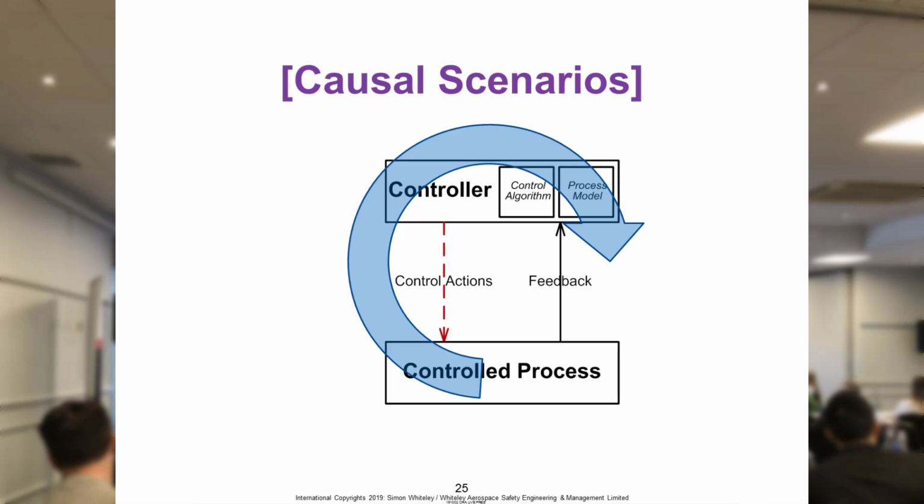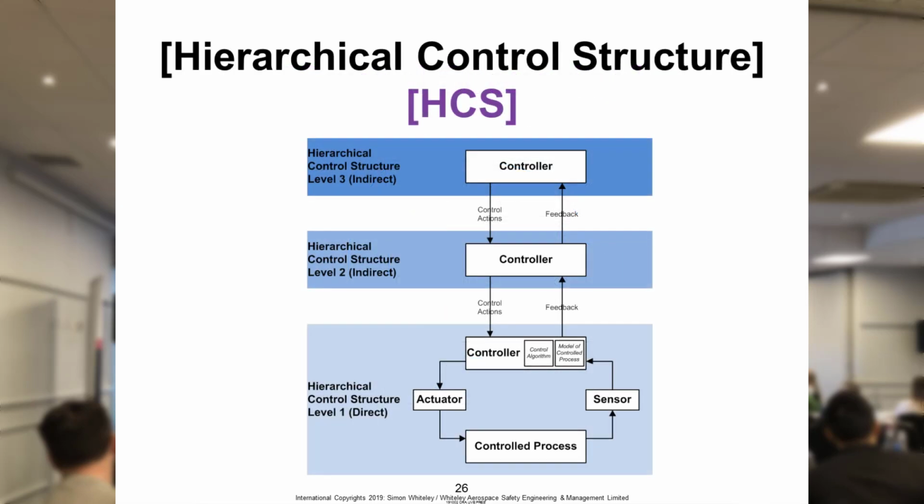Now, when we talk about control structures, this is essentially a representation of lots of these feedback loops arranged in a hierarchy dependent upon the system that you're particularly looking at. So in this case, you could have a chemical process down here or a nuclear process. You've got an automated controller with some actuators and sensors. And above that, hierarchically, you could have a human controller. And above that, you could have the plant management.